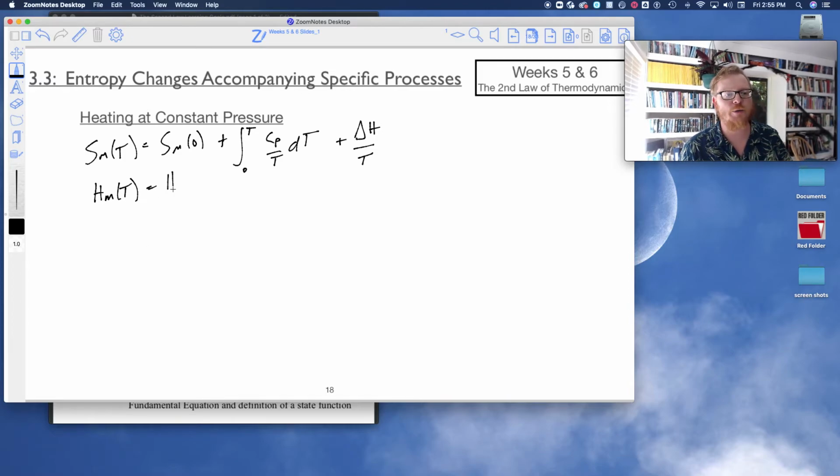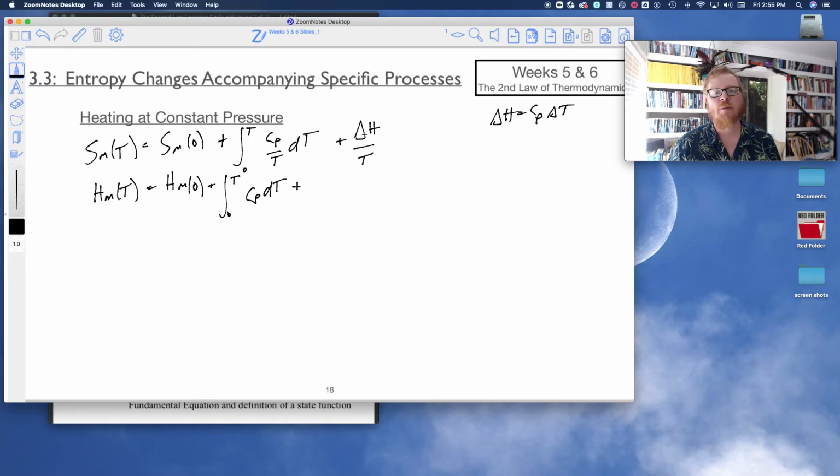Well, we can actually follow this same procedure. 0 to T. But now how is it different? Well, remember, delta H equals Cp delta T. So now in this integral, instead of saying Cp divided by T dT, it's just Cp dT. And now instead of saying plus delta H divided by T, it's just plus delta H of that phase transition.